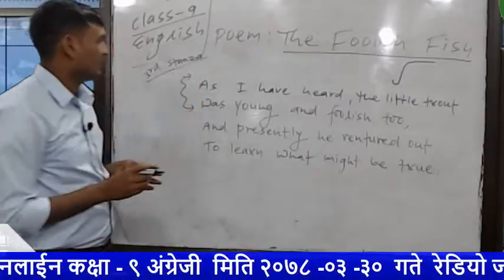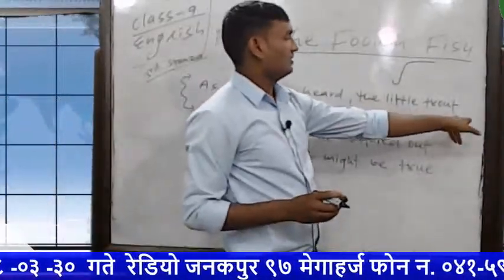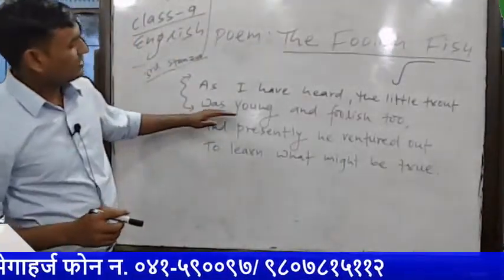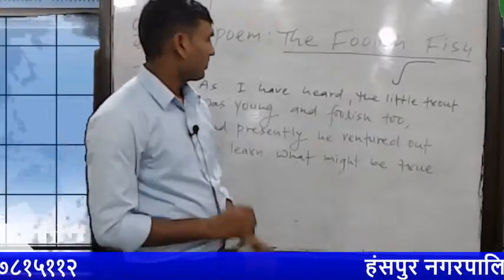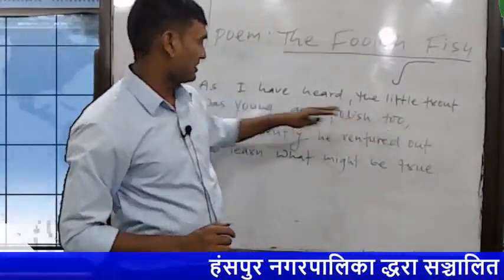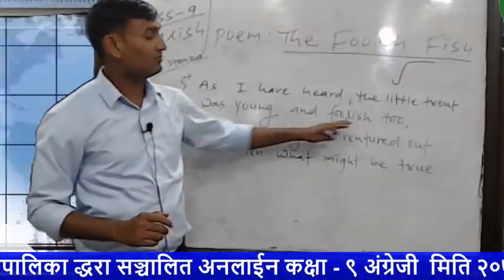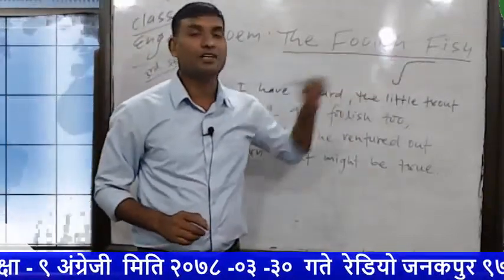Mother fish said, as I have heard the little trot. Little trot means one kind of fish. And was young also. Young means baby fish. And foolish also. The mother said, I have heard that little trot was young also and foolish also. So the name of the poem is The Foolish Fish here.